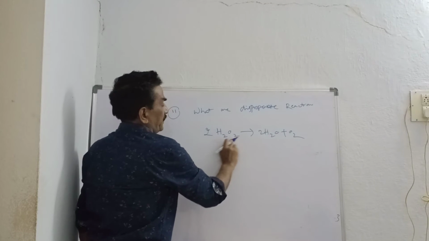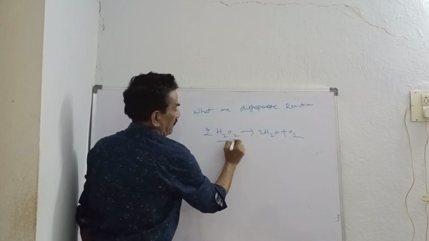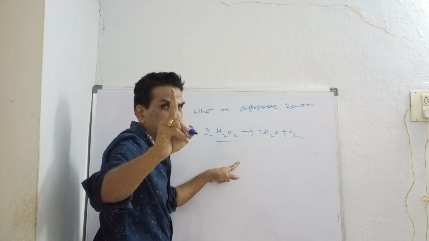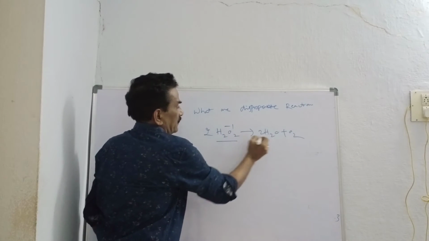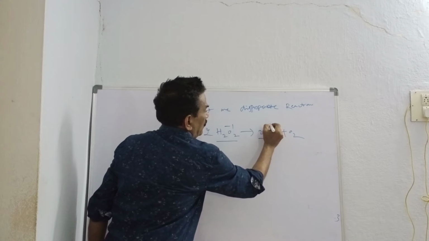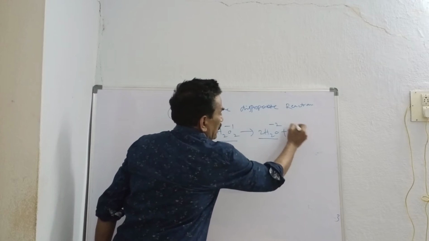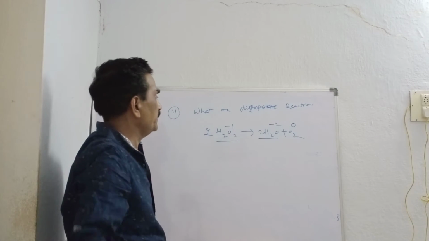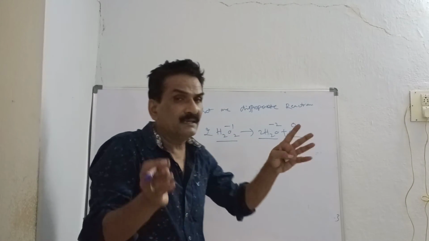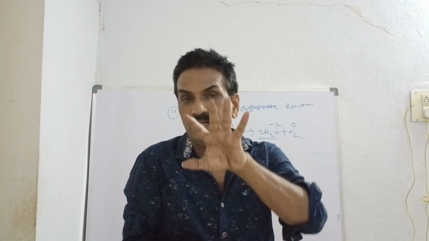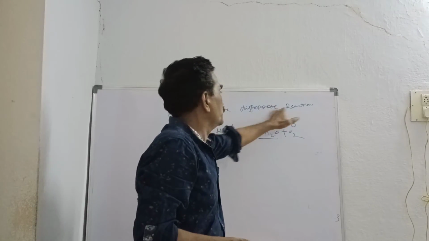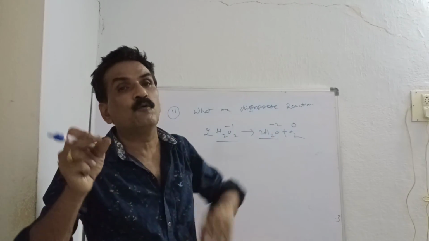Here, this is hydrogen peroxide. In peroxide, the oxygen state is -1. In H2O, oxygen state is -2. In the elementary state, oxygen is 0. Let me repeat. In a chemical reaction, if an element undergoes both oxidation and reduction, that is called a disproportionation reaction.